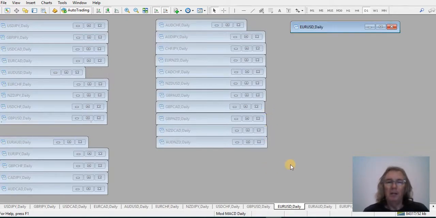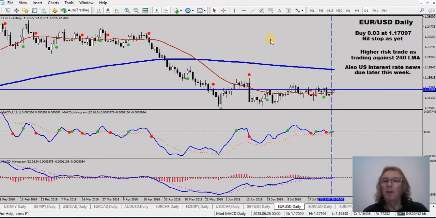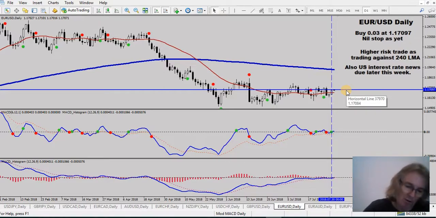Alright, this is the mod MACD charts. All I've done this morning is take a new buy trade on the EURUSD. You can see I've made notes here. It's a little bit higher risk trade because I'm trading against that 240 LMA, which is up here, and also we've got the US interest rate news due out later this week. Now it's up to you guys whether you take these trades or not at this time.